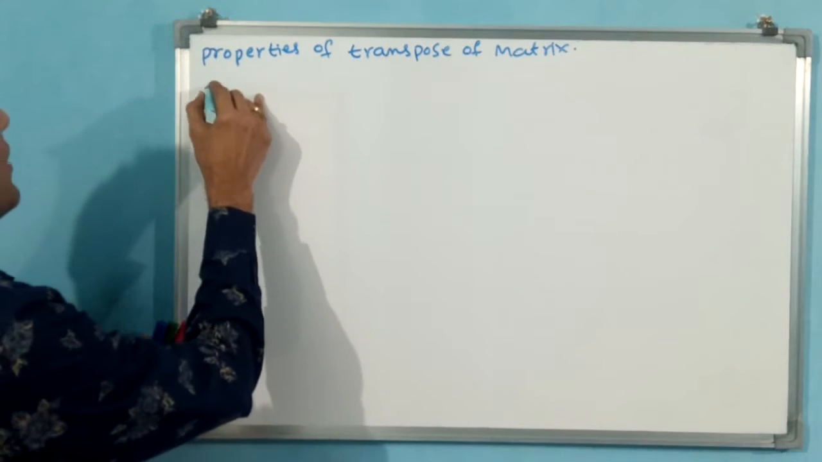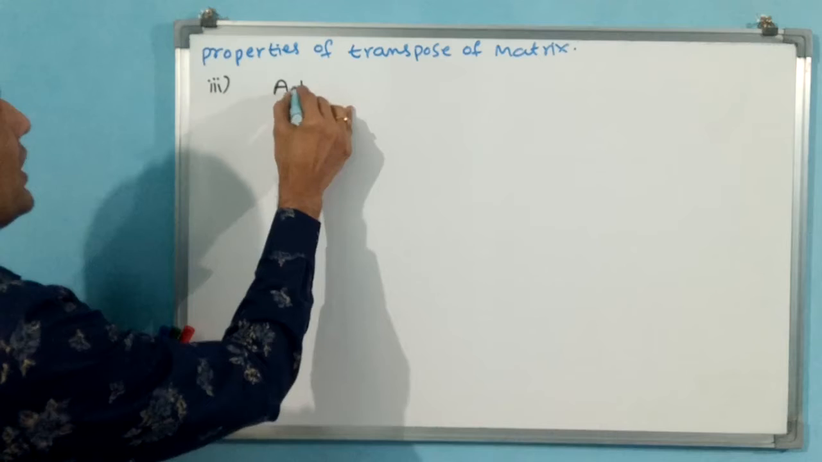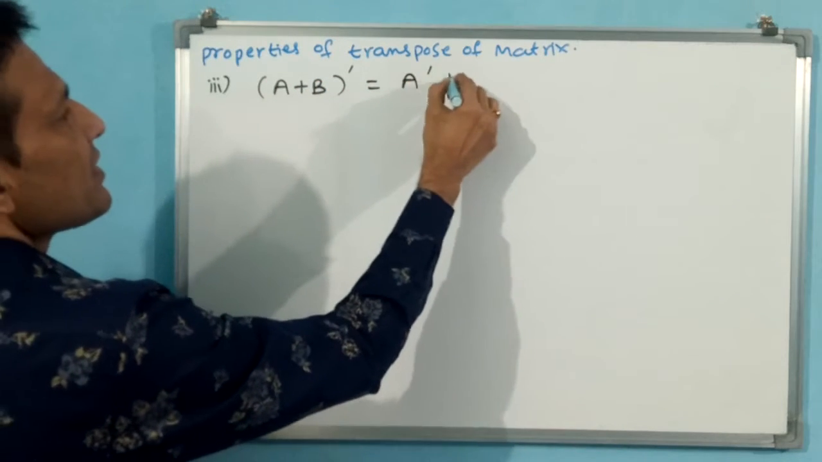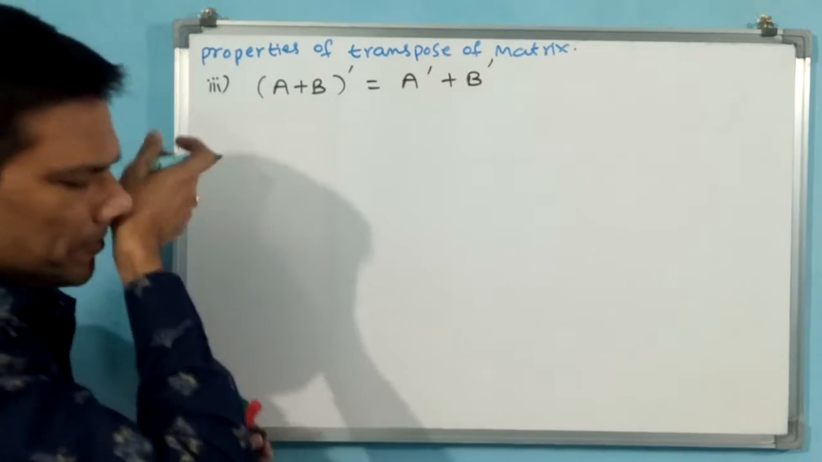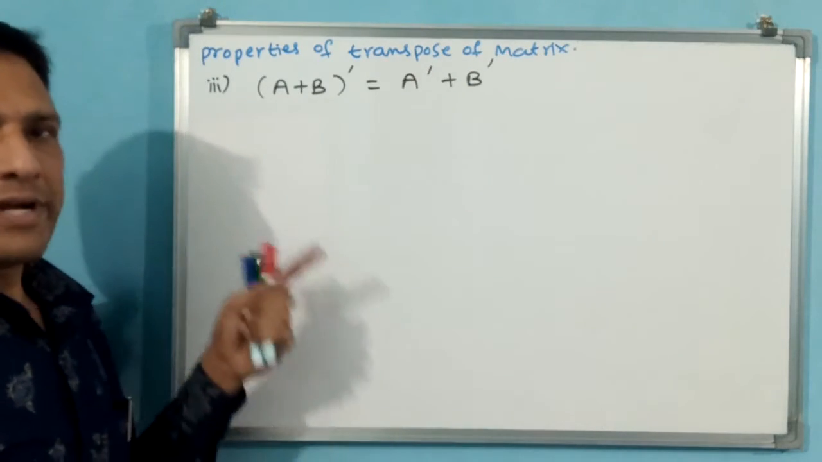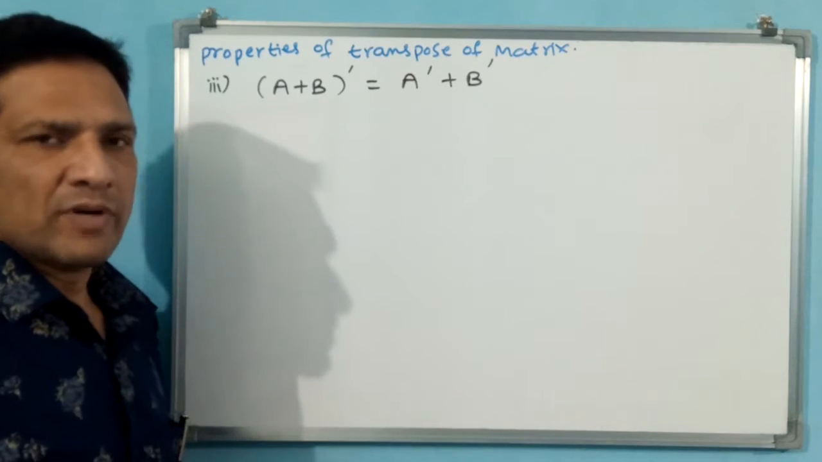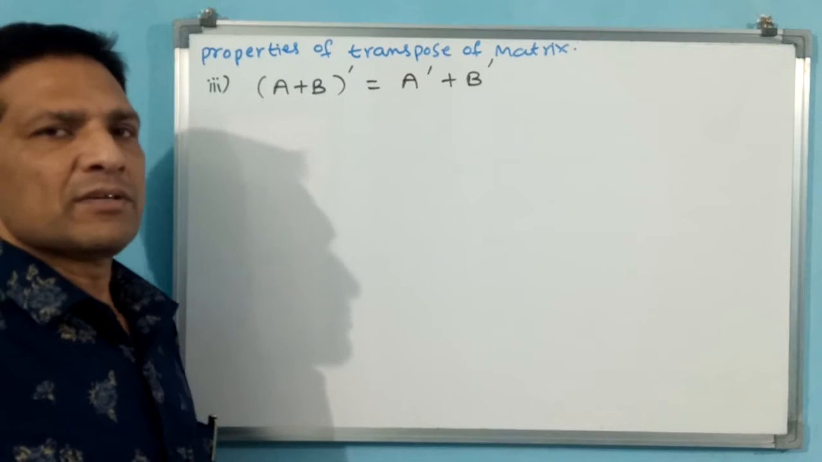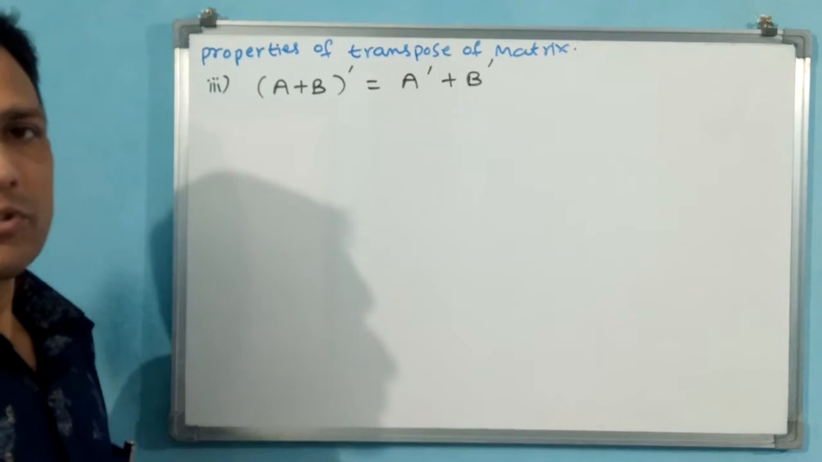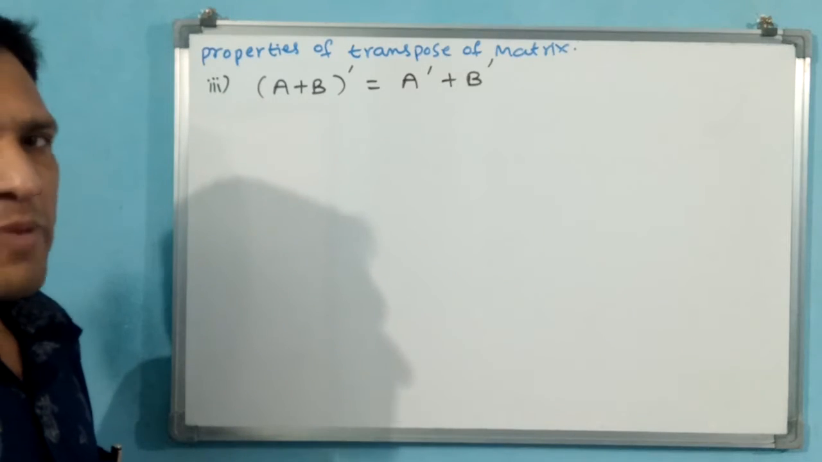See the third property. A plus B whole transpose is equal to A transpose plus B transpose. Or we can say A plus B whole dash is equal to A dash plus B dash. But you call it transpose, that is a good word. Even then you can call it transpose also. A plus B whole transpose is equal to A transpose plus B transpose. Again, we will take two 2 by 2 matrices.